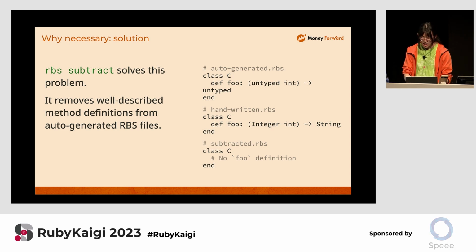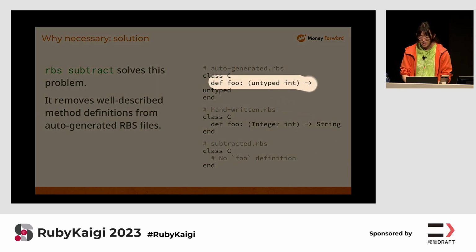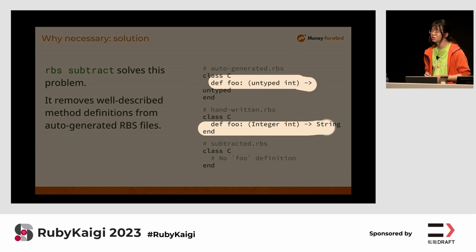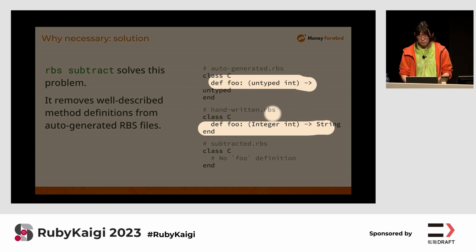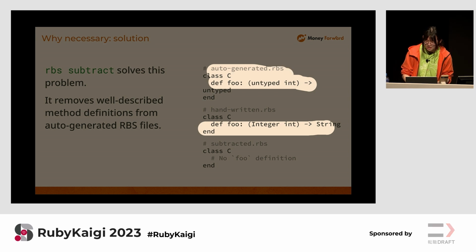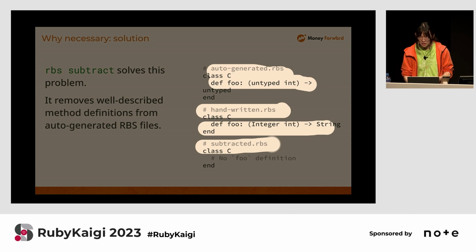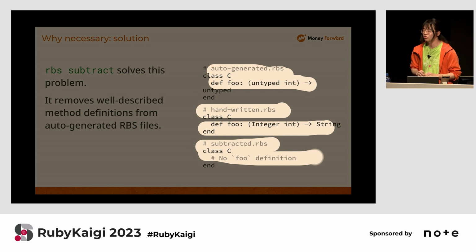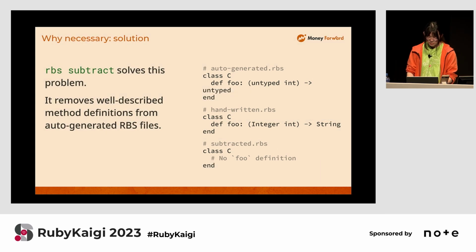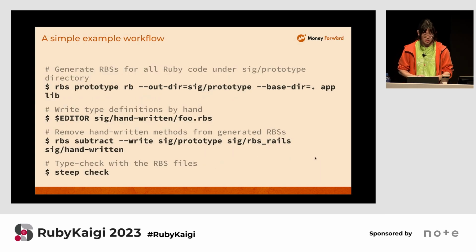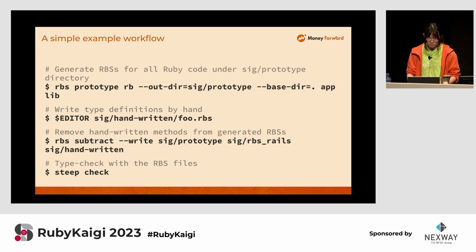In this case, the auto-generated RBS and handwritten RBS are the same as the previous example, but after executing rbs subtract, it outputs the subtracted RBS, and the subtracted RBS does not have any foo method definition. And this is the example workflow to use this command.